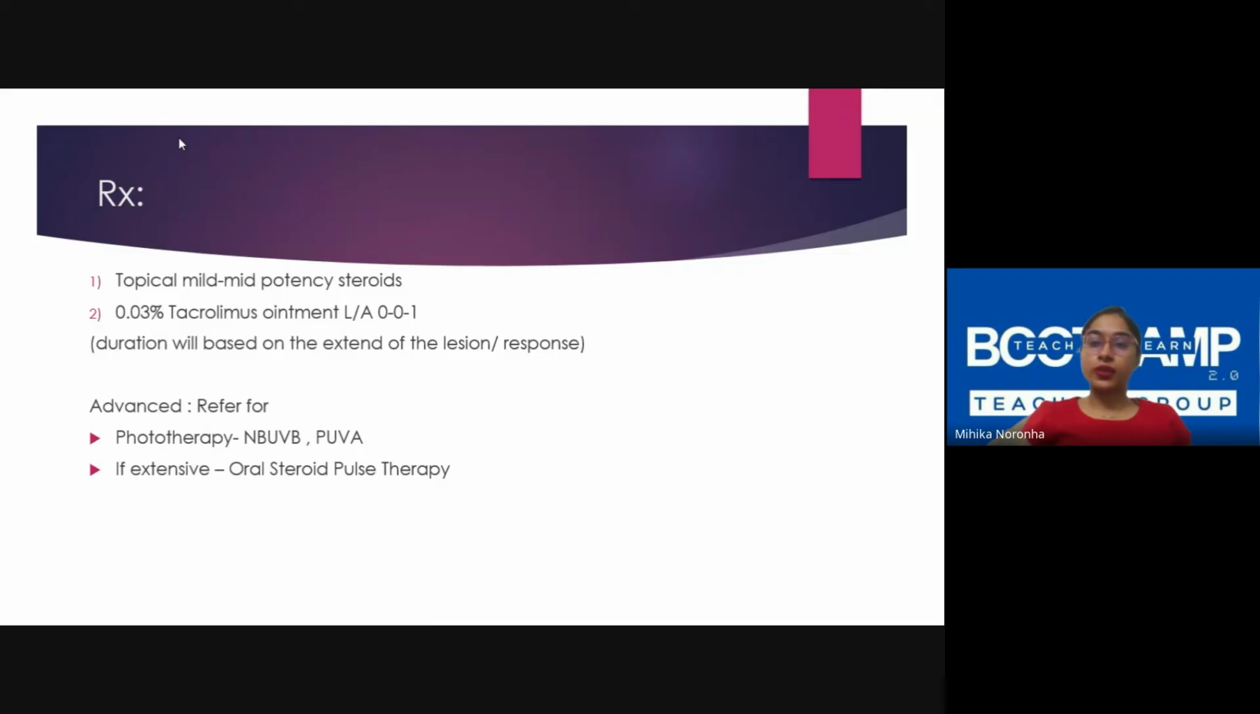PUVA and NBUVB sometimes in rural areas might not be practical because they have to go to the center two to three times a week. Targeted phototherapy, if there's a medical college nearby and they have a dermatology department, they will definitely have. So that becomes a very good treatment that you can offer the patients. They have to go once a week. So usually they go on a Saturday and come back. That's a good option for them to be referred for.